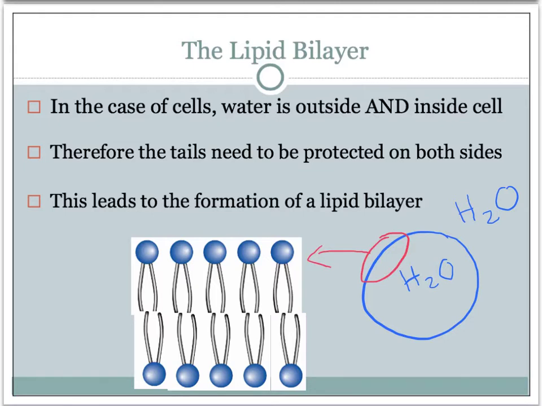So if you zoom in to a small portion of the cell membrane, what you have is you have the heads of the phospholipid facing out where there's water. You have the tails protected because water can't get in this region. And then you have the other heads facing towards the water on the bottom or inside the cell.